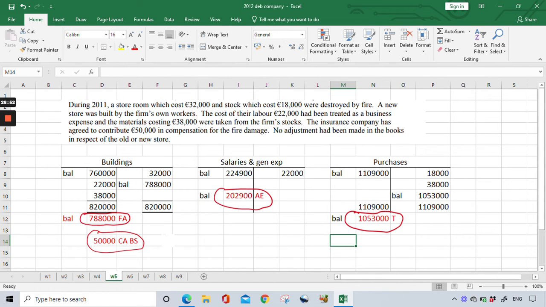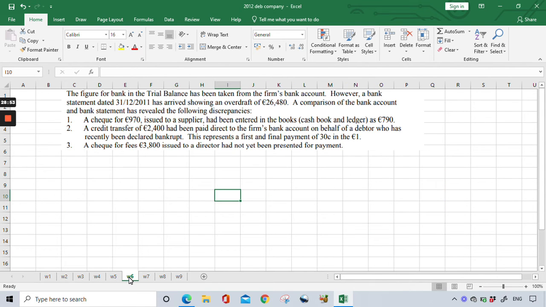That's that note dealt with, 4 figures. Note number 6 is a bank reconciliation. So the first thing, always do the bank statement 26,480 and note number 3, 3,800. So it is an overdraft, and we have issued a check which hasn't been presented. So our overdraft is going to increase.